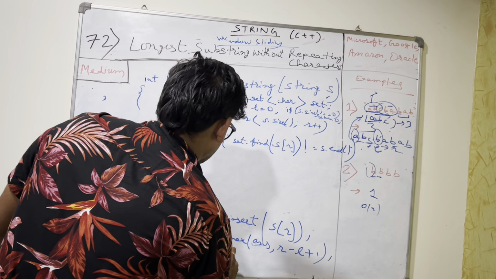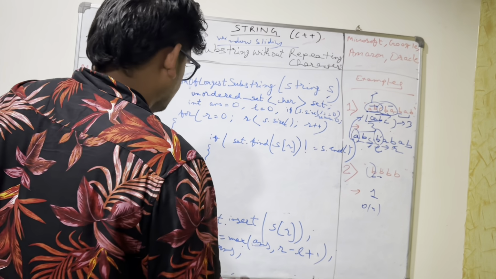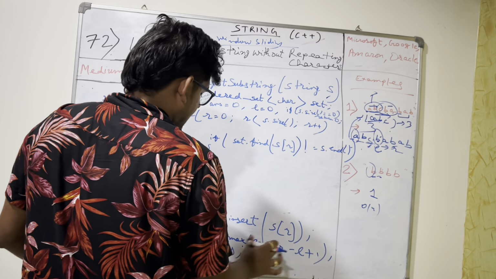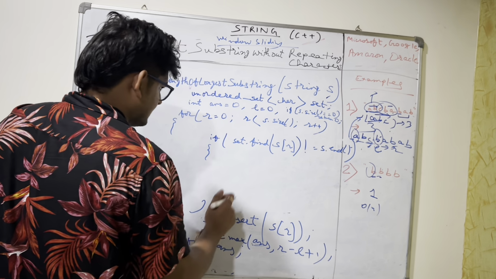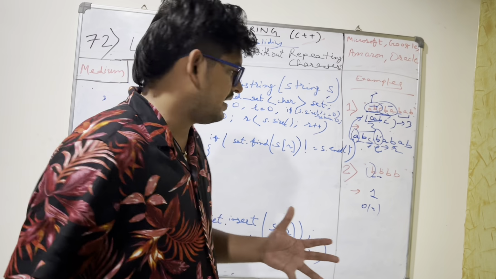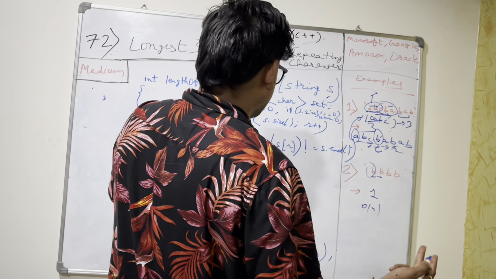So what we have done, we will understand. Let me code it first. If it is not present, you insert it in the set and you find the answer like this. How it has come, we'll discuss. Now if it is present in the set, like A, B, C, and then again B has come, you have to check every time whether the elements are repeating or not. So if the element is repeated, what do you do then?